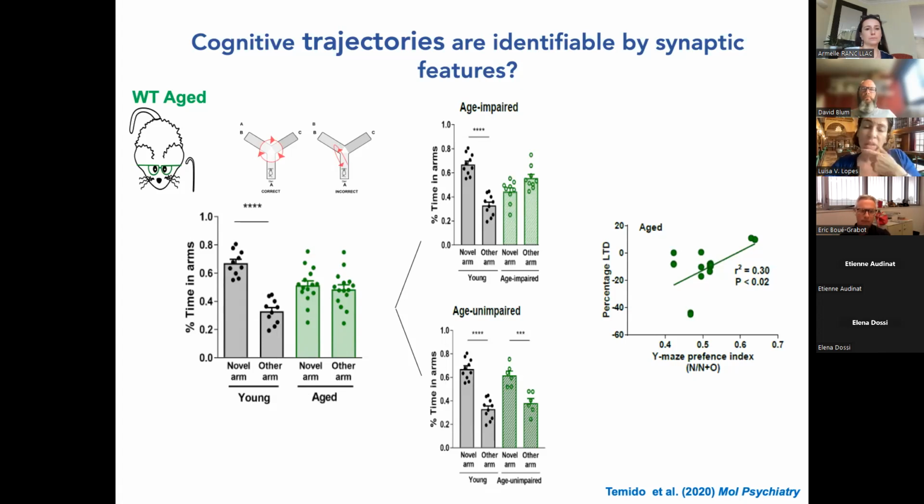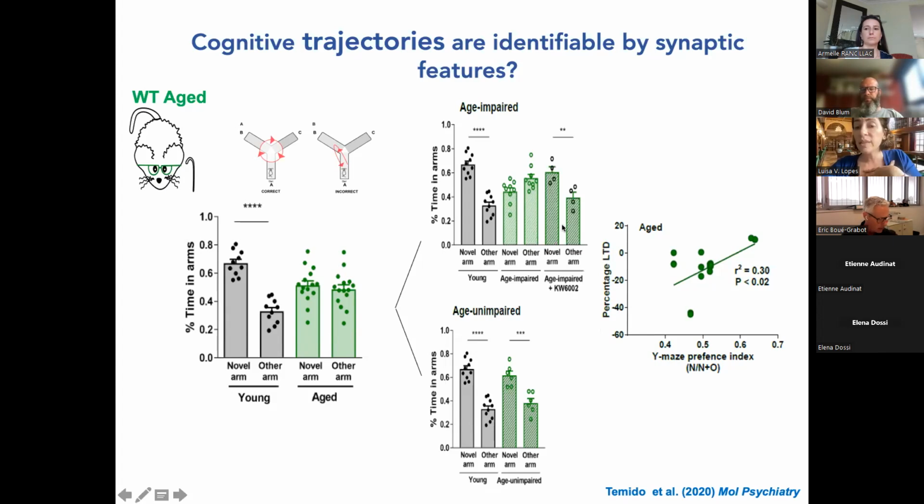What we remarked is that in these aged animals, we had a subset of animals that were aged impaired, so they were really old. And some animals would behave like young. They could still discriminate and behave like young animals. More importantly, we could correlate this with the percentage of LTD dysfunction I've shown you in the beginning. So there were some synaptic features that were correlated with this different trajectory. Some animals, although they are old, are not as impaired.